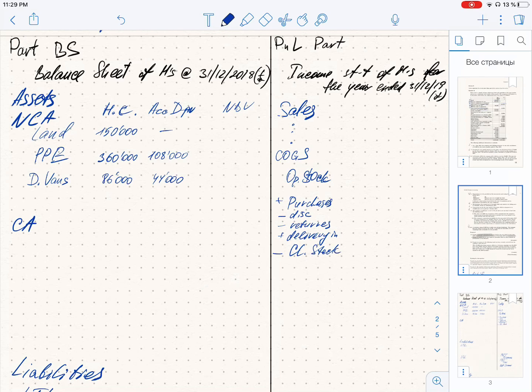And here we have to state opening stock amount, which could be found in the trial balance as a given number. And this is, I forgot the number, 123.